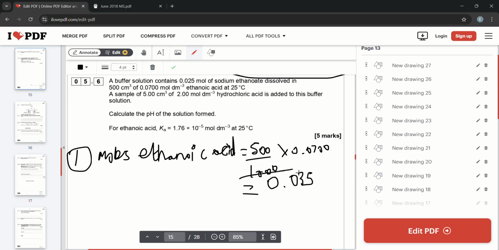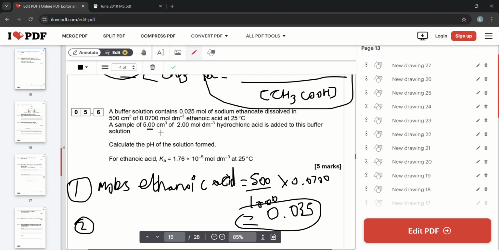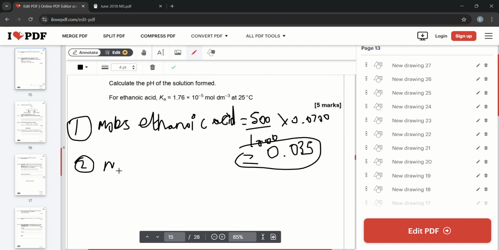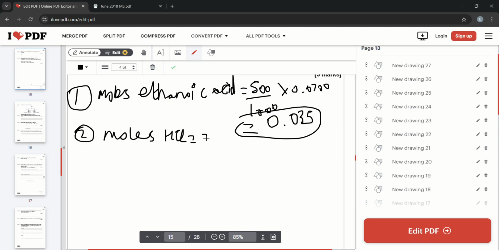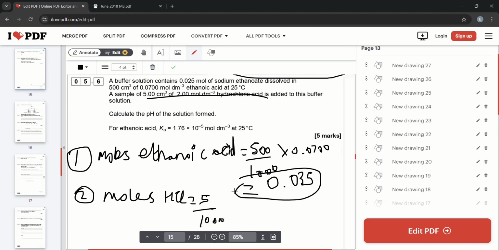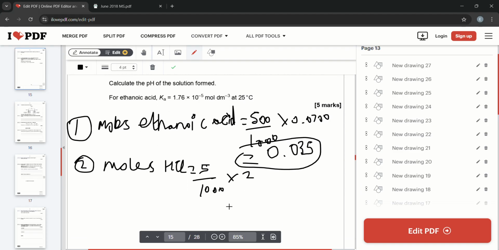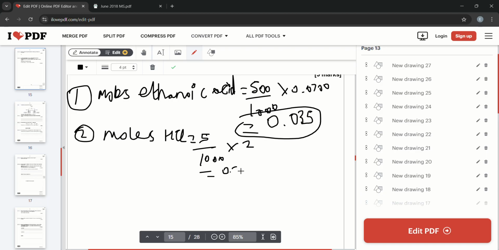0.035. Next thing we want to do, let's find out the moles of HCl. Moles of HCl equals 5 divided by 1000 times 2, which equals 0.01 moles.